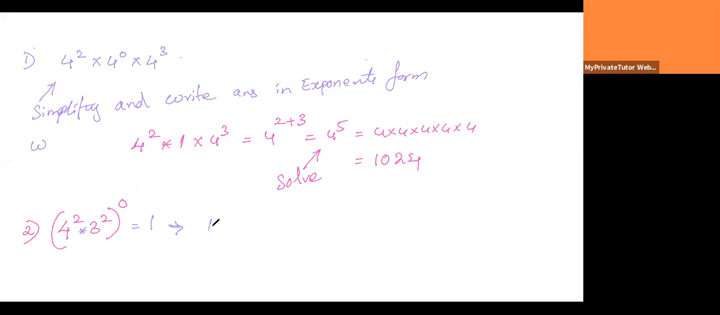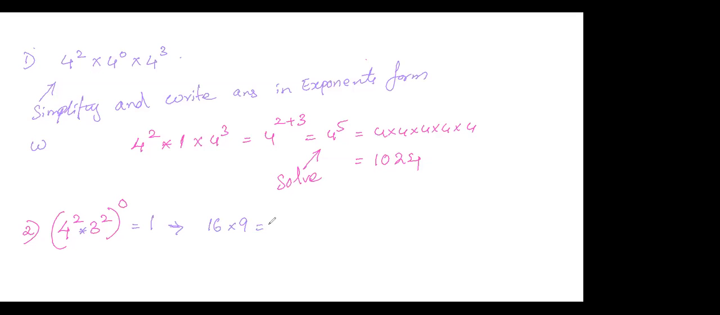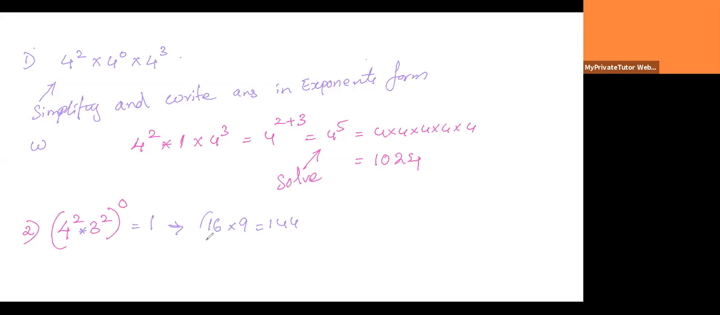Again, 4 square is 16, and 3 square is 9. What is 144? Yeah, 144 power 0. We have a 0 on the top, right? So what is 144 power 0, which is 1? I hope you guys understand that.